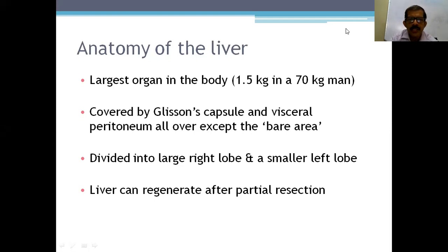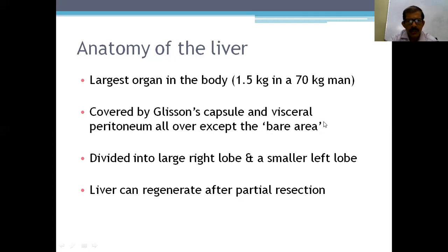Yeah, you are correct. Posterior aspect, where there is inferior vena cava and then hepatic veins combination.